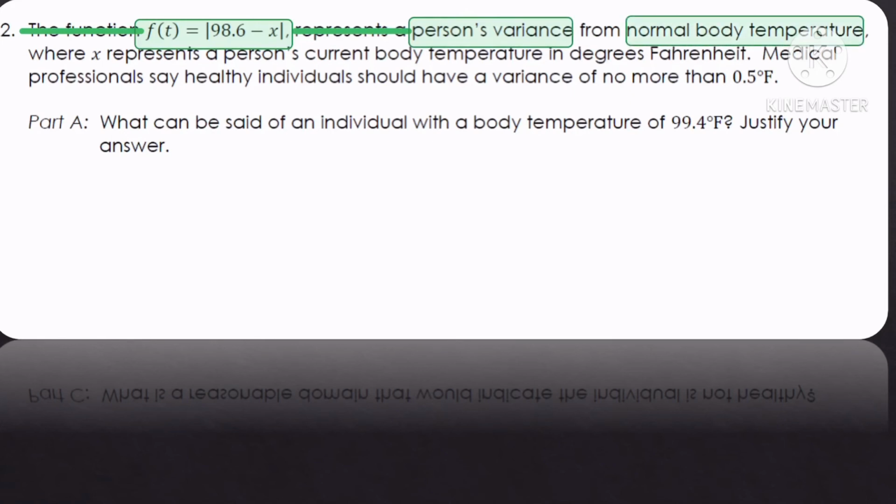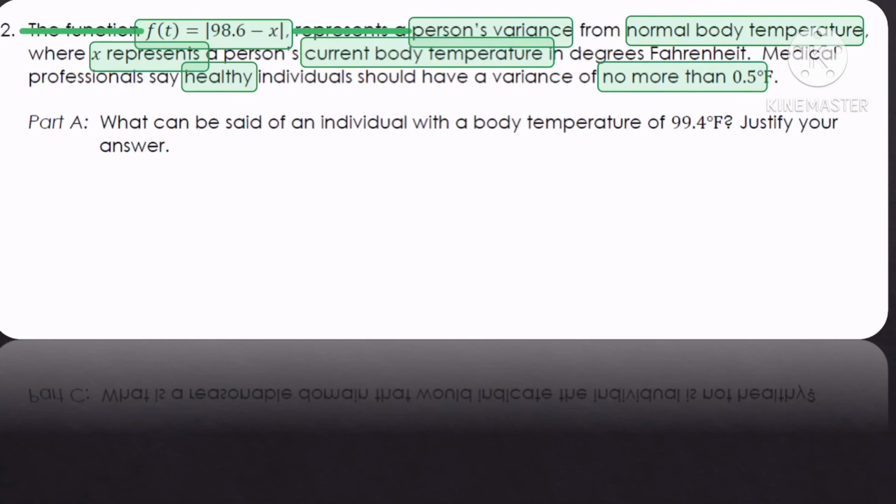Our body temperature, how much is it different? When X is a person's current body temperature. So that function shows us how much someone's body temperature will vary from its current. Now they also say a healthy individual should be no more than 0.5. So this formula shows us how far someone is from the normal. So if we plug something in, it's going to tell us that person's current body temperature.